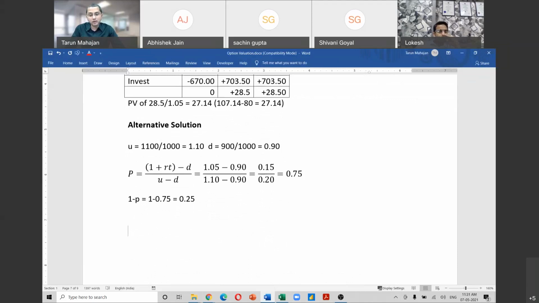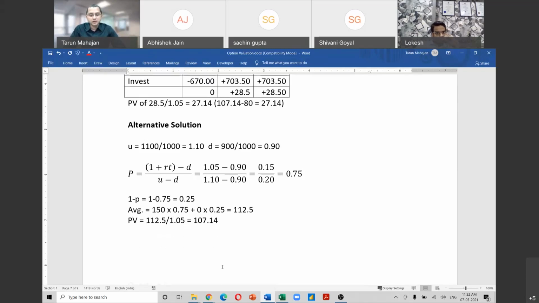Now I'll tell you how to calculate option value. So first I'll calculate average. See, there are two prices of option. Upside value is 150 and the weight is 0.75. Downside value is 0 and the weight is 0.25. So that becomes 150 into 0.75, so average is 112.5. Then I calculate present value. So 112.5 divided by 1.05. That is again 107.14. So that's the alternative solution.